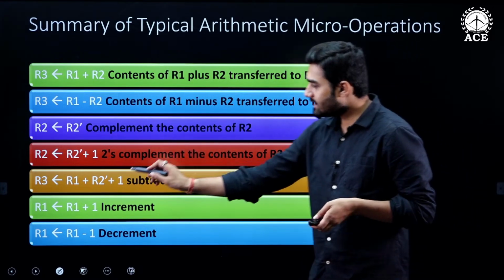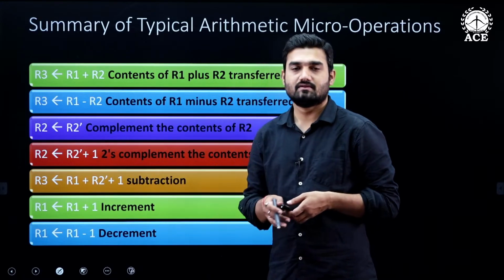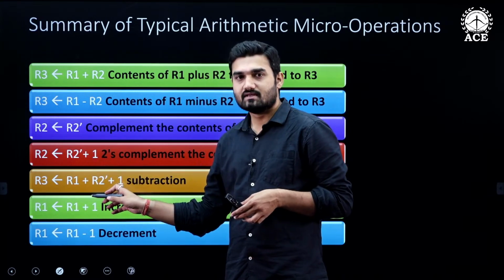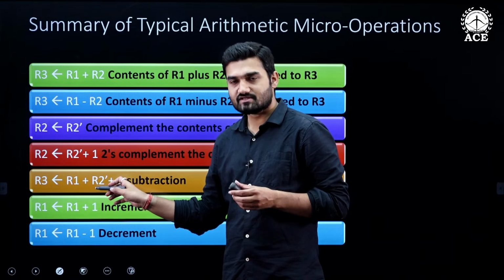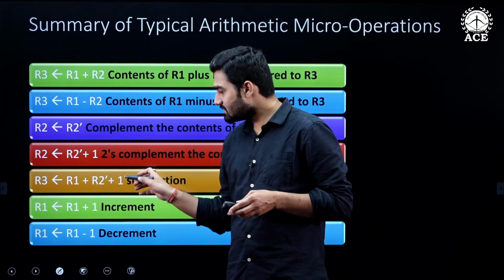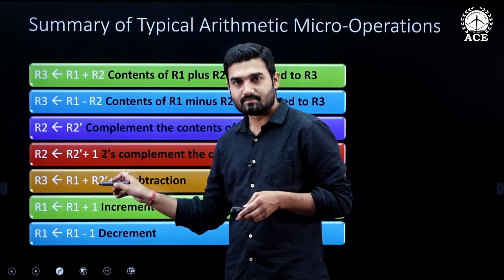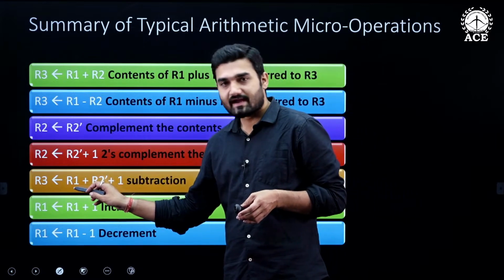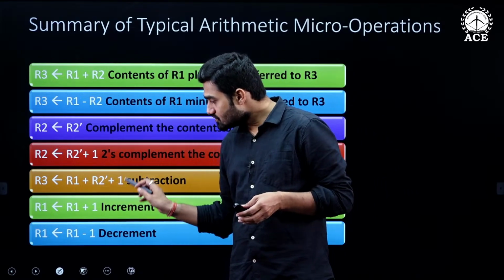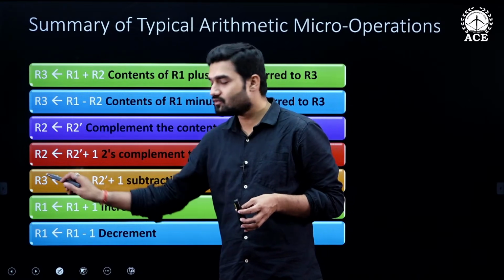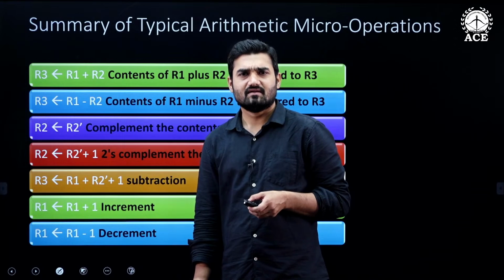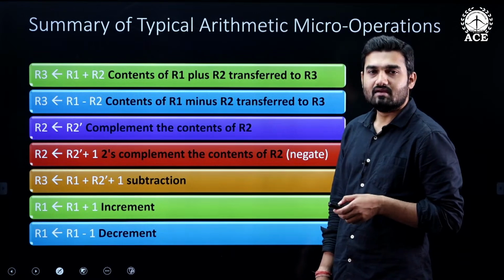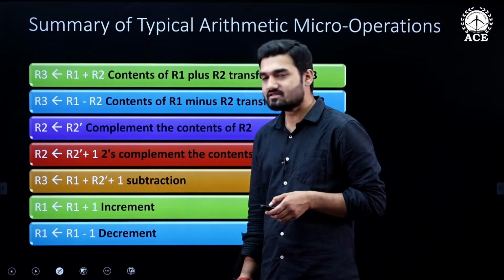Now look at this part: R1 plus R2 dash plus 1. Okay, we got to know this is 2's complement. Now what is this doing? It is adding R1 content plus R2 dash plus 1, that means R1 content plus 2's complement of R2 content, and then transferring to R3. Why adding? If it is adding, then why is it written subtraction? He is adding here, but we are writing subtraction. What is this?